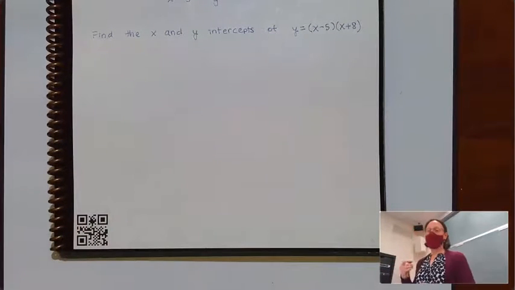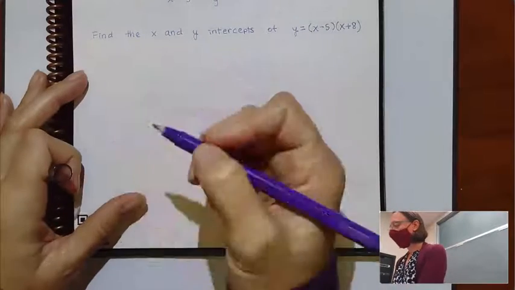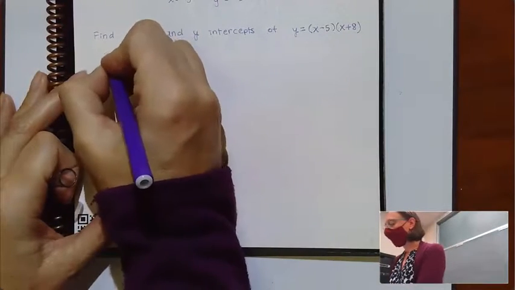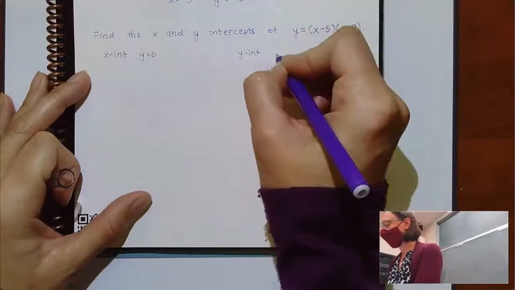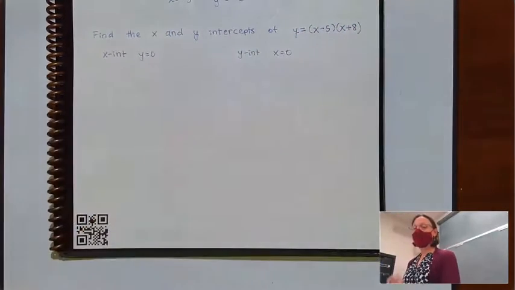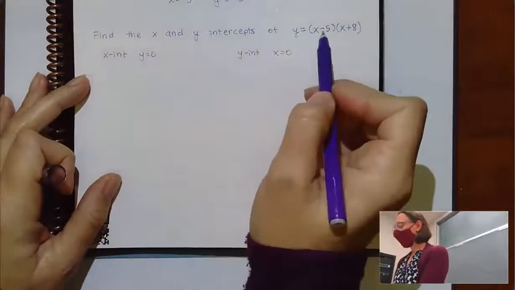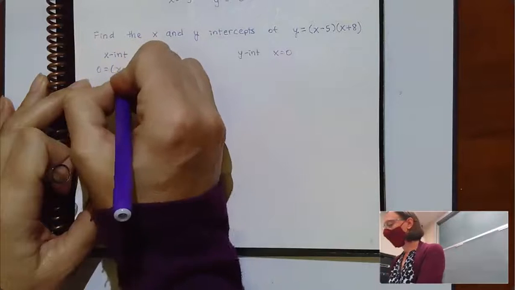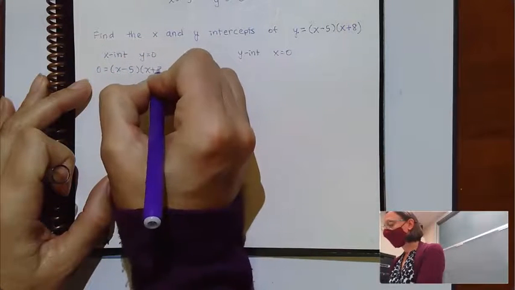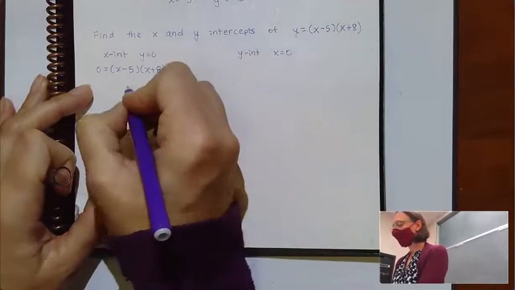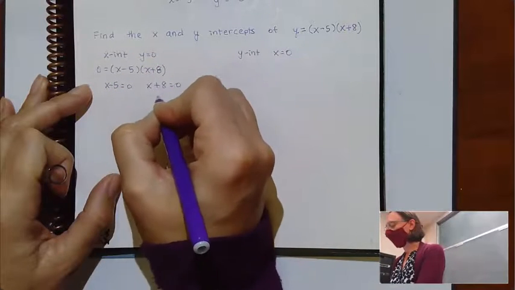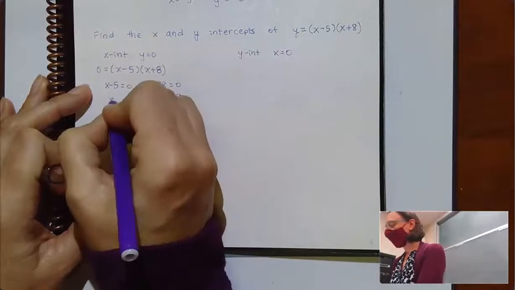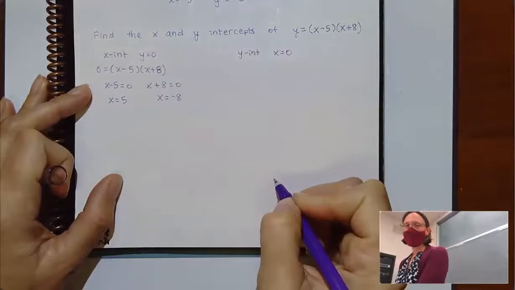No matter what kind of function we're working with, we always find the X and Y intercepts the same way. To find the X intercepts, we set Y equal to 0. To find the Y intercepts, we set X equal to 0. And it's always those same two things, no matter what kind of thing we're graphing. So if I set the Y equal to 0, I have two things multiplied together that equal 0. So that means one of those two things has to be 0. So I've got X equals -8 and X equals +5.